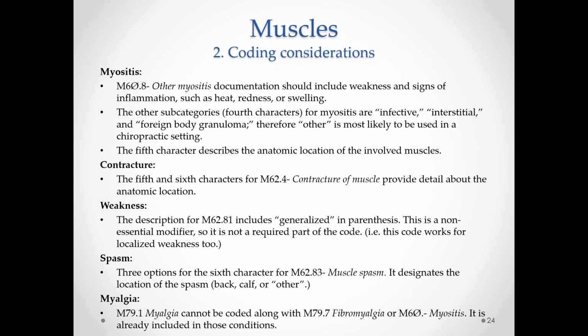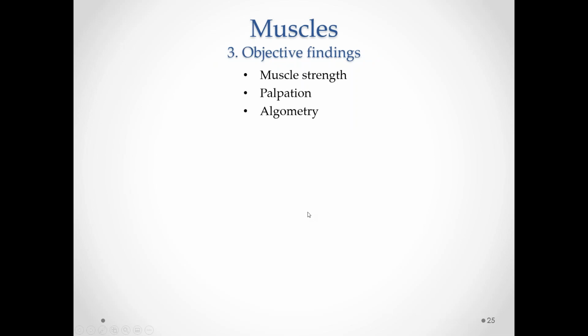Myalgia, when we look this code up in the code set, we learn that if you code someone with fibromyalgia or myositis, you don't also code myalgia. The codes specifically have an exclusion in there. It says if you code with myositis or fibromyalgia, you may not also code myalgia because it's already included in those conditions, okay? So those are the coding considerations, the things I learned when I look up these codes in the code set and what it teaches me when I see them in the tabular list.